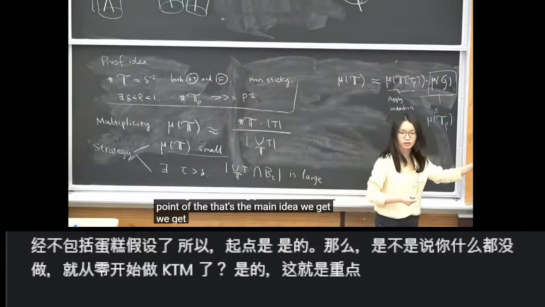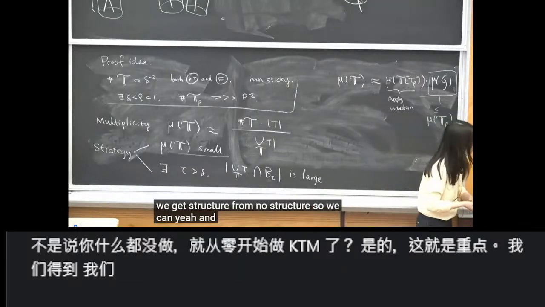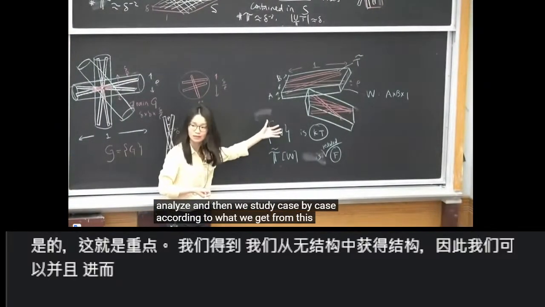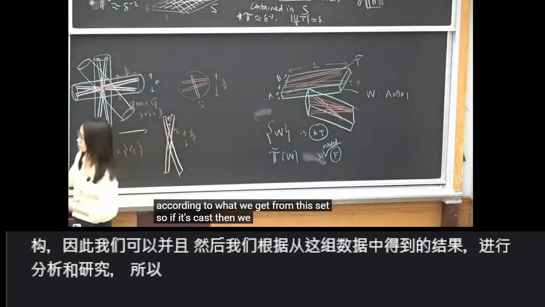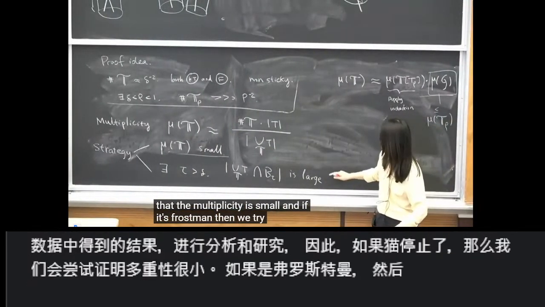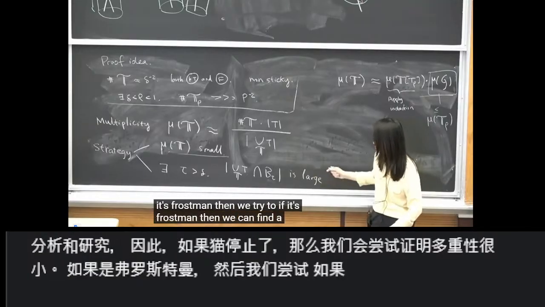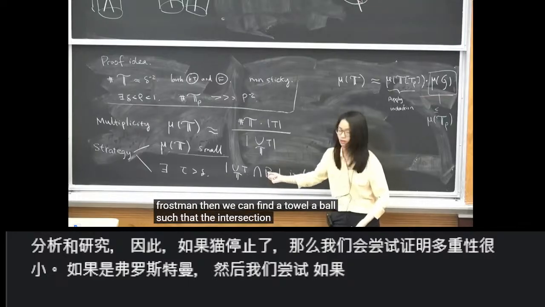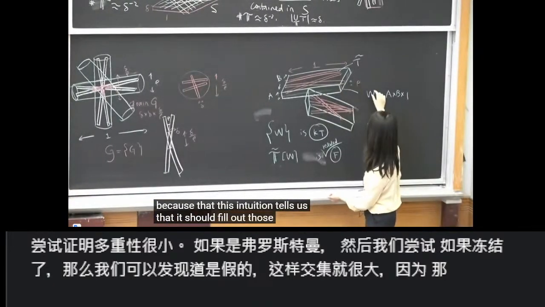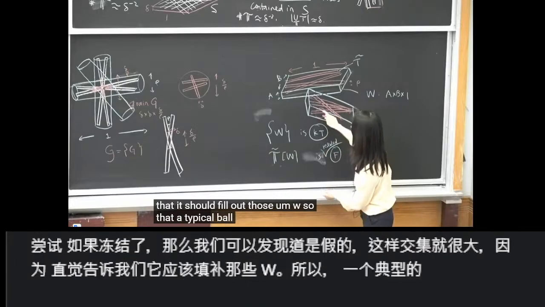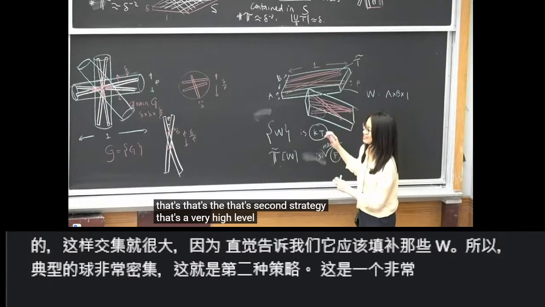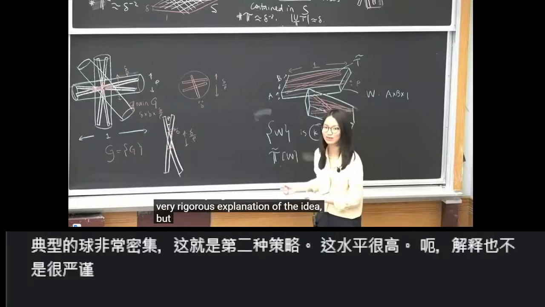We get structure from no structure, and then we study case by case according to what we get from this set. If it's Katz-Wolff, then we try to show that the multiplicity is small, and if it's Furstenberg, then we can find a ball such that the intersection is large, because this intuition tells us that it should fill out those W so that a typical ball is very dense, and that's our second strategy. That's a very high-level, not very rigorous explanation of the idea, but I'll stop here. Thank you.